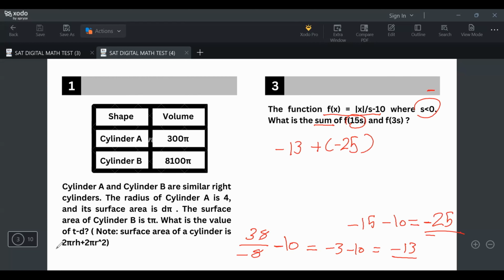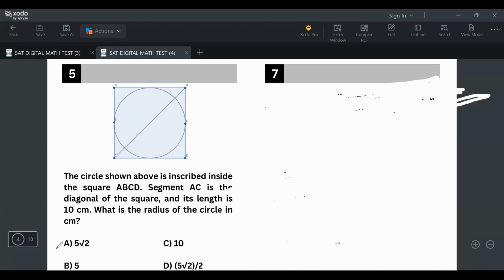Question 5 looks a bit scary, so we're going to solve it. So here you are given a circle, and inside that circle, there's a square, which is ABCD, okay? Sorry, the circle is inside the square. And you're given a segment AC, which is this one here, the straight line. And it says that this is the diagonal of the square and its length is equal to 10 centimeters. And he's asking about the radius of the circle.